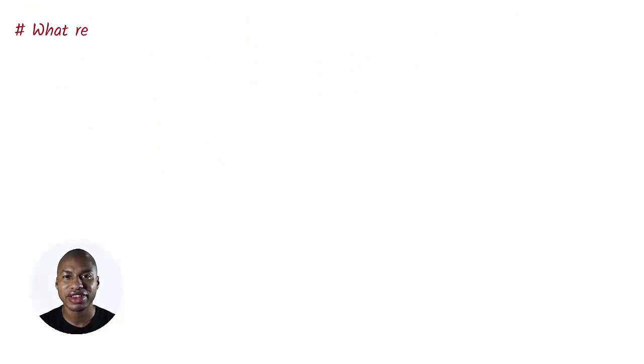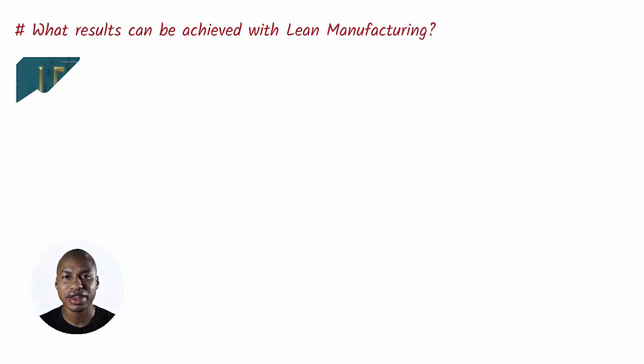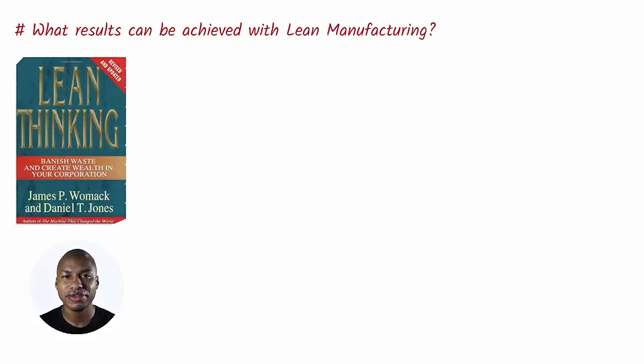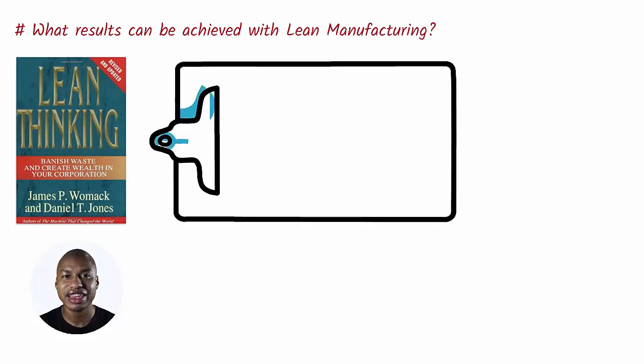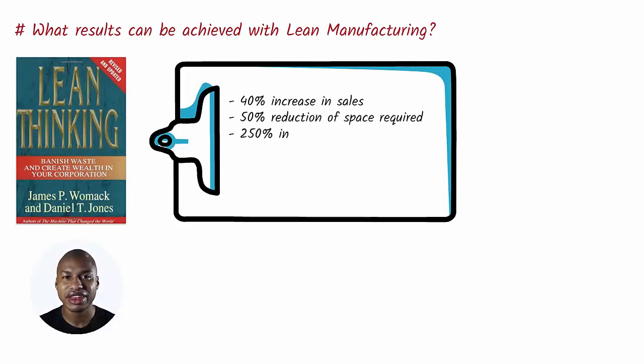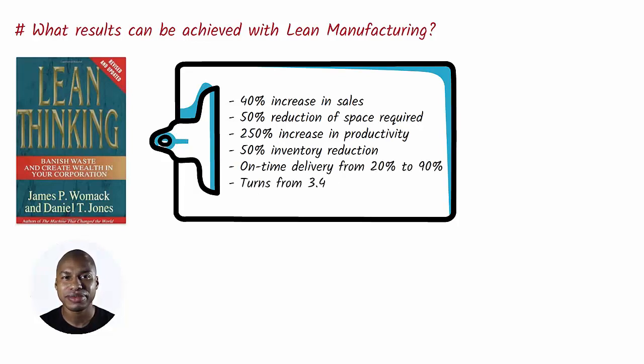What results can be achieved with lean manufacturing? In the famous book Lean Thinking by Womack and Jones, examples of real results of applying lean thinking are reported. I cite some of them. 40% increase in sales. 50% reduction of space required, 250% increase in productivity, 50% inventory reduction, on-time delivery from 20% to 90%, turns from 3.4 to 15.